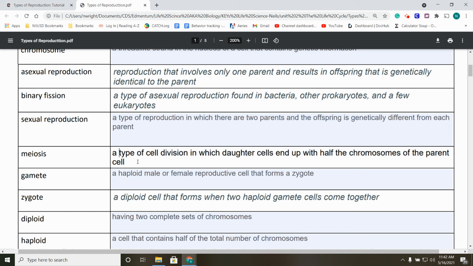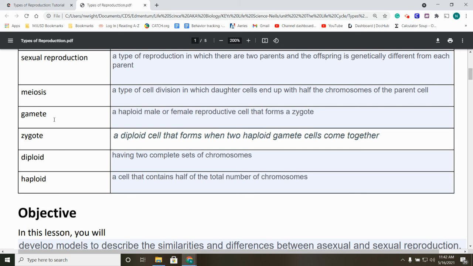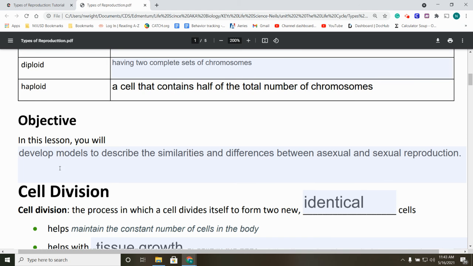Meiosis, a type of cell division in which daughter cells end up with half of the chromosomes of the parent cell. A gamete, a haploid male or female reproductive cell that forms a zygote. A zygote is a diploid cell that forms when two haploid gamete cells come together. Diploid, having two complete sets of chromosomes. Haploid, a cell that contains half of the total number of chromosomes.